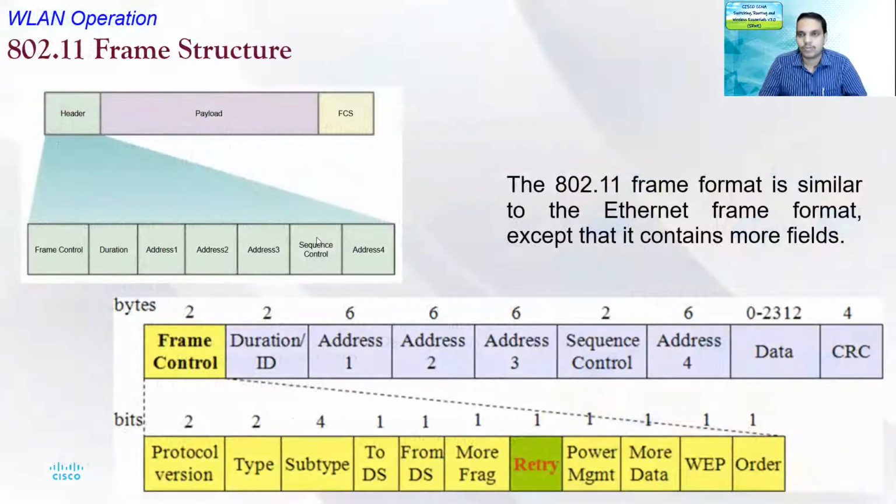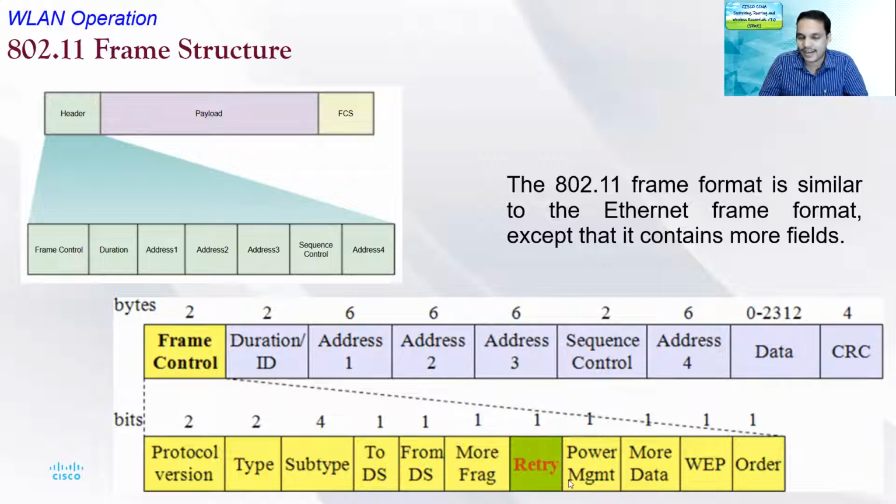So we covered the 802.3 frame structure in our earlier videos in our ITN modules. The 802.11 frame format is very much similar, but it contains more fields. You can see here we have a frame control, duration ID, address, sequence control, address fields. In frame control, once again, we have the protocol version, type, subtype, to distribution system, or it is coming from DS. All these ones are flags. They are either true or false.